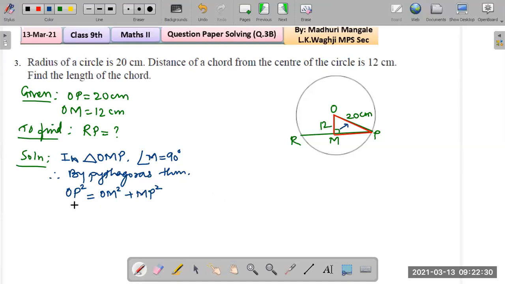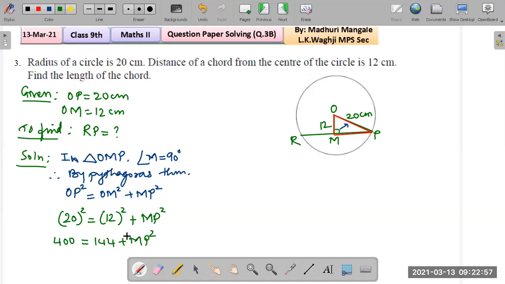And now you just substitute the values and solve for MP. Okay, so let's quickly do that. We are substituting the values. What is OP? OP is 20 squared. What is OM? OM is 12. And what is MP? We don't know, we keep it as it is. Now 20 squared is 400. 12 squared is 144 plus MP square.